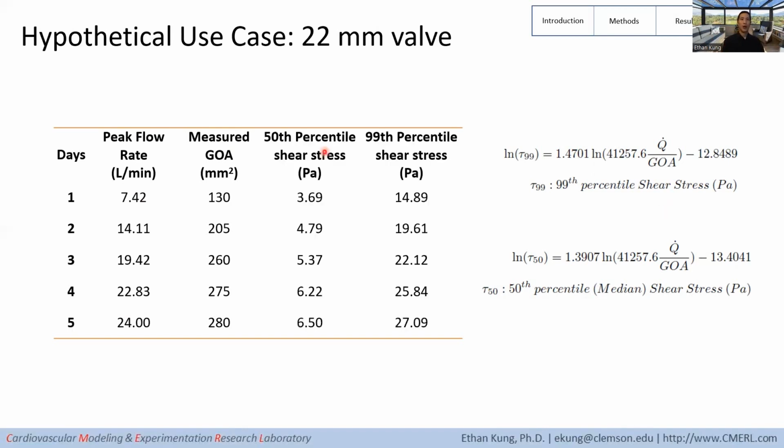So I could get data such as this, and this could tell me, for example, on day 3, half of my cells experience peak shear stresses less than 5 Pascal, and half of my cells experience peak shear stresses that are between 5 and 22 Pascal. So that's an example of how I could use this information to have some understanding of what's going on in my bioreactor valve leaflets.